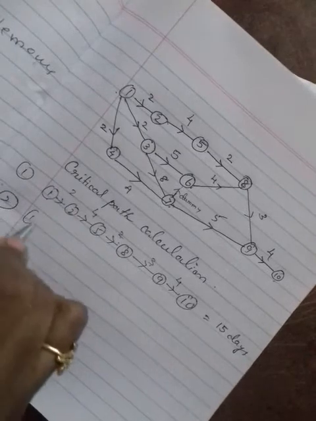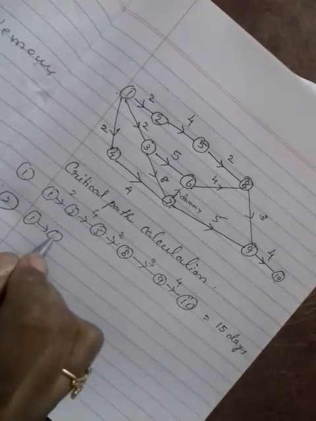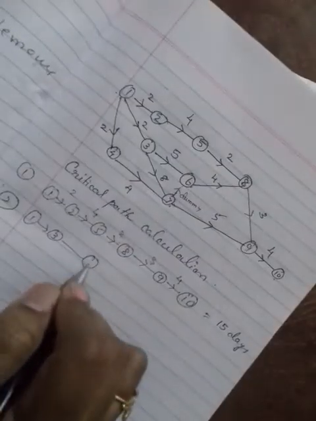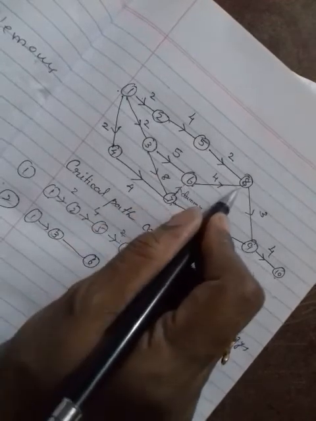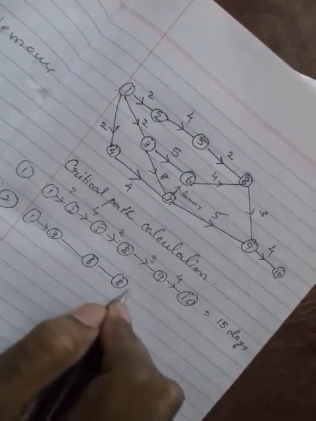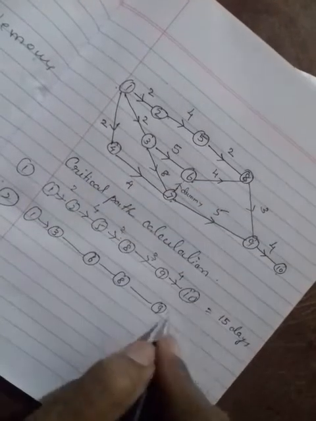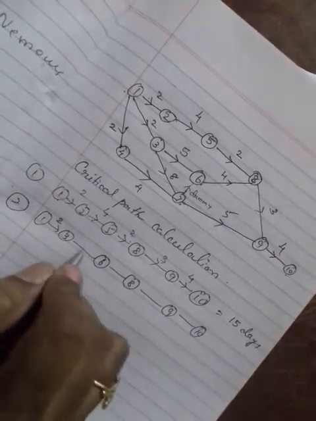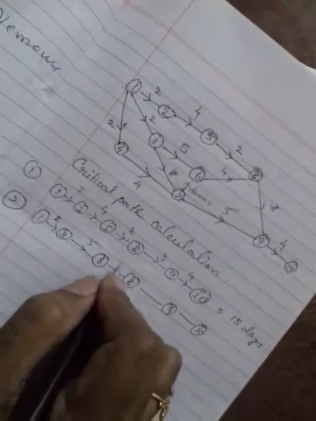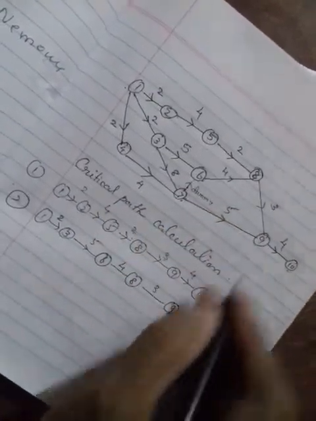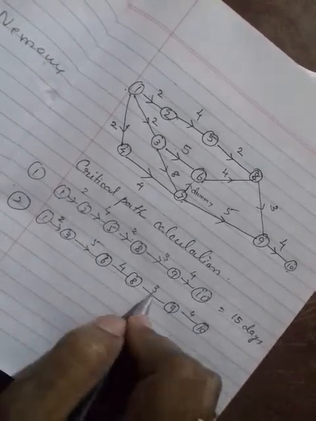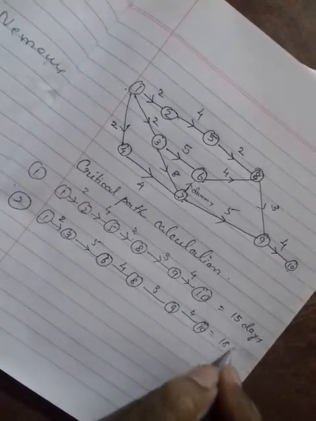Okay, this is the second path. 1 to 3. So you have to start with starting node, 1 to 3, and you can go here, see the arrows. Okay, 3 to 6, then you can go here, 6 to 8, then you can go 8 to 9, then ending node 10. Okay, so now write down your duration. 1 to 3 is 2 and this is 5. Okay, and this is 4. Next one is 3 and next one is 4. Okay, add this duration: 7, 11, 14, 18. Okay, 18 days.